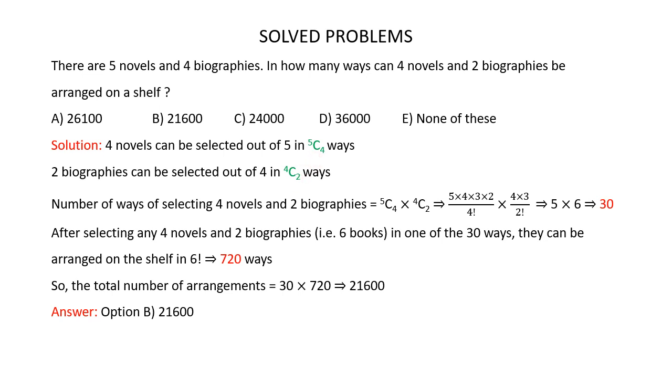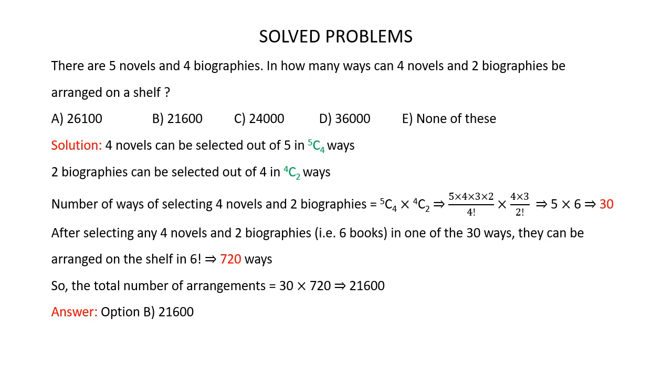Now 5C4 can be written as 5 multiplied by 4 multiplied by 3 multiplied by 2 divided by 4 factorial. And 4C2 can be written as 4 multiplied by 3 divided by 2 factorial. Now 4 multiplied by 3 multiplied by 2 in the numerator and 4 factorial in the denominator get cancelled out, and we are left with 5 here. Multiplied by, we know that 2 factorial is 2. So when you solve this, you get 6. So 5 multiplied by 6 is 30.